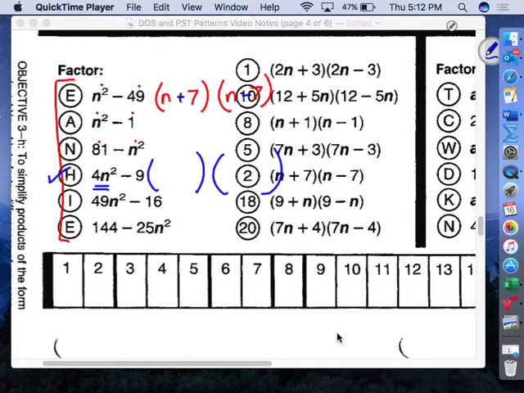So I know that 4n squared is a result of 2n times 2n. And I know that 9 is the product of 3 and 3. And since the linear term is 0, the term in the middle is 0, that's my cue that my binomials have the alternating signs. And let's look at the last. Let's look at E. 144 is 12 times 12. And 25n squared will be the result of 5n and 5n. And since the linear term is 0, that means one operation is addition, the other operation is subtraction.